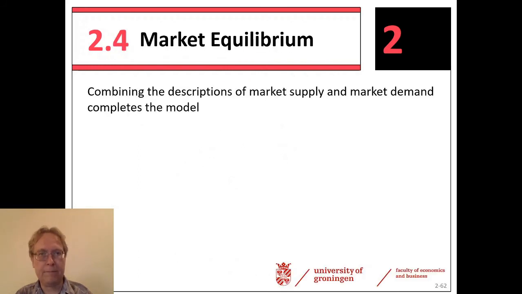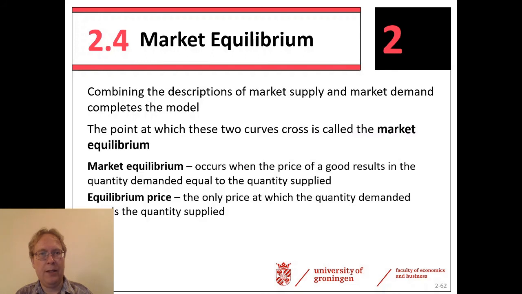Okay, so we have our demand curve, we have our supply curve. Let's now see what happens if we put them all together. Okay, let's do that. So there will be a price, usually, where the quantity supplied equals the quantity demanded, right? So we're going to call that the market equilibrium.